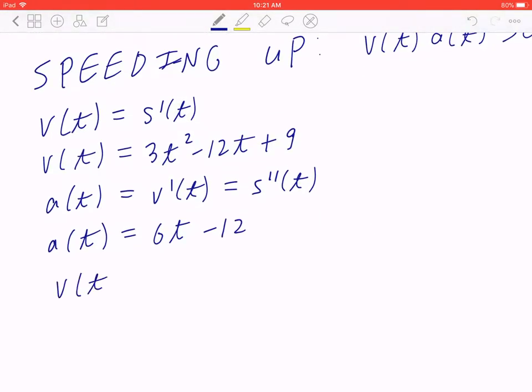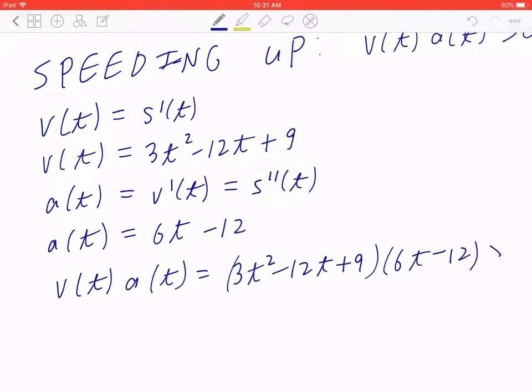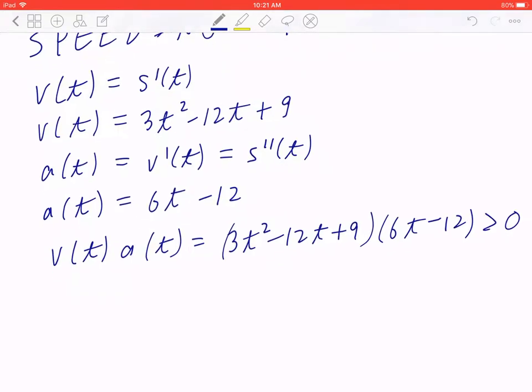When you take the product of velocity and acceleration, this equals 3t squared minus 12t plus 9 times 6t minus 12, and this has to be positive in order for the particle to be speeding up.